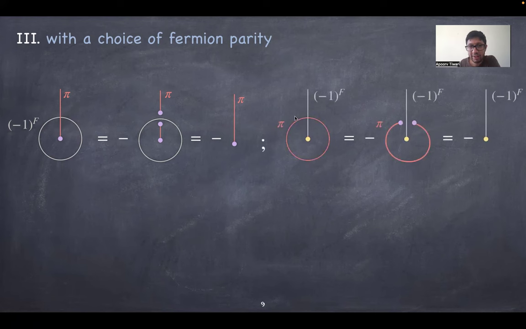This also implies that if the fermion parity operator ends, in other words, there's a twisted operator in the fermion parity twisted sector, this could be topological or non-topological, the linking of this operator with the pi line is -1.